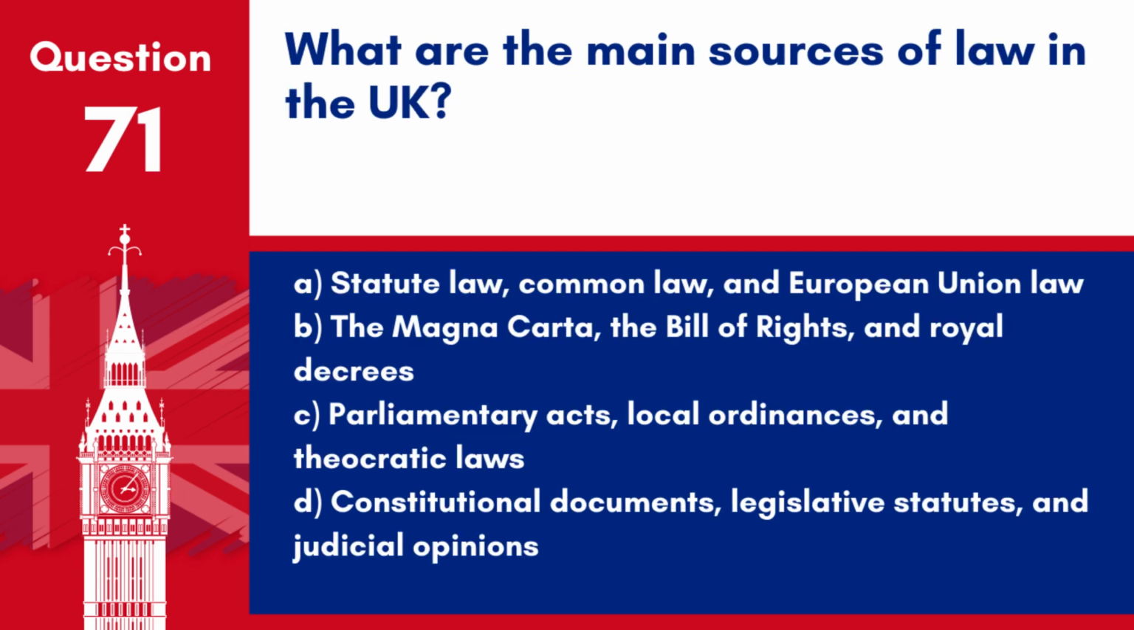Question 71. What are the main sources of law in the UK? A. Statute law, common law, and European Union law. B. The Magna Carta, the Bill of Rights and Royal Decrees. C. Parliamentary Acts, local ordinances, and theocratic laws. D. Constitutional documents, legislative statutes, and judicial opinions. Answer: A. Statute law, common law, and European Union law.